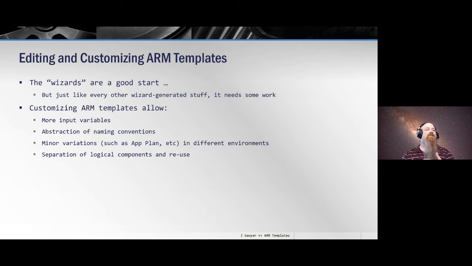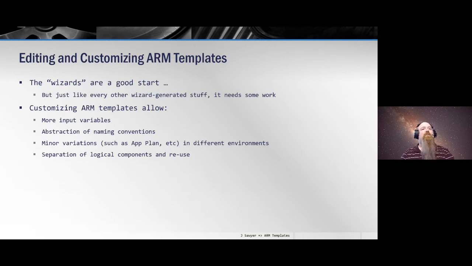It also allows you to do things like minor variations for different environments. So for example, in the dev environment, you may want to have your function app set so that it will shut down if it's not being used for 5 minutes. Why? We'll save on cost. But you may not want to have that in the production environment. You may want to set your function app to be always on. Or you may want to have a different app plan in the production environment, right?